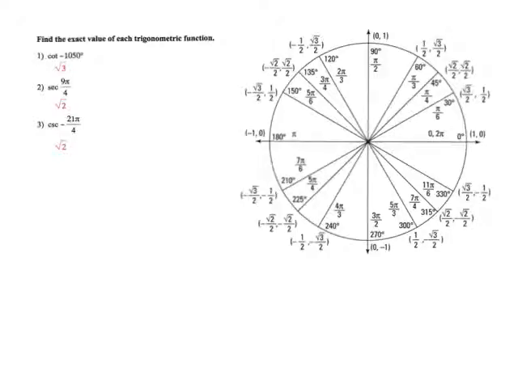Hi guys, just a couple of examples for using the unit circle, and you'll notice that I've actually already got the answer sitting right there. So like number one, the cotangent of negative 1050 degrees is actually radical 3.